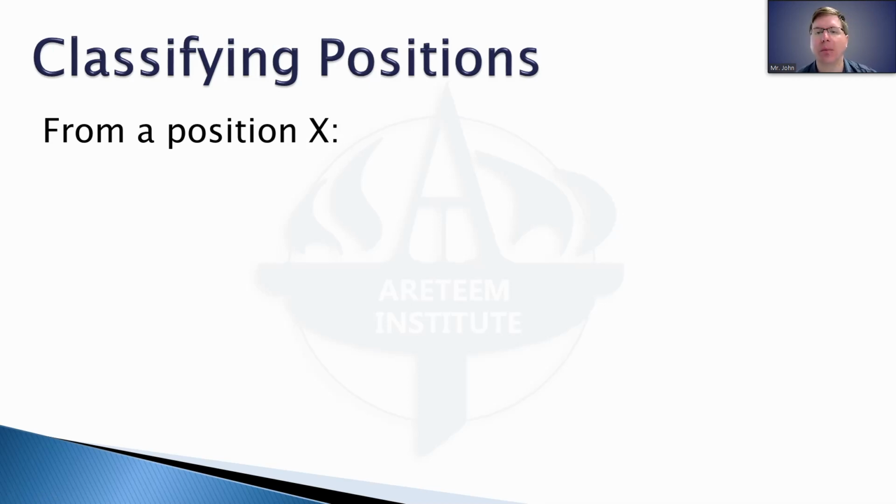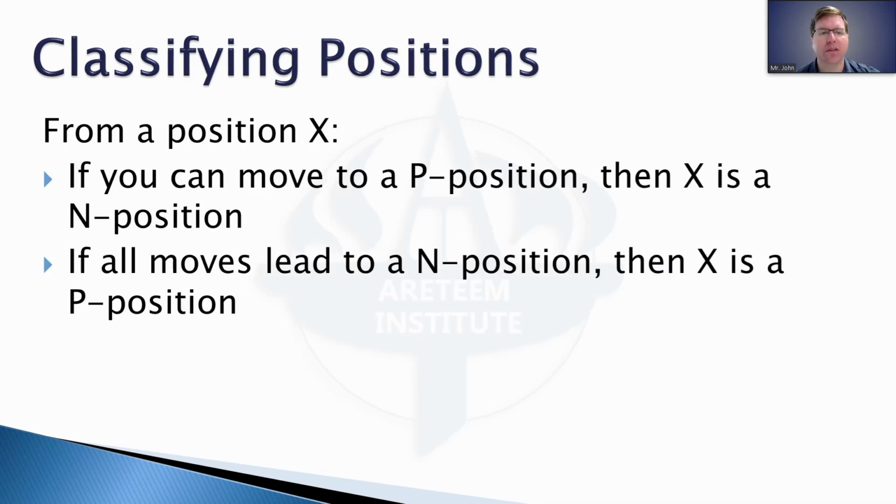So what happens from a position X? If we have a position on the board, what could we think of there? Well, keeping in mind what I just said, if you can move to a P position, it's my turn, and I want to be in a P position after my turn. So if I can move to a P position, then it's currently, before I move, an N position. You want to be moving there. If it's my turn, I want to move to a P position, so it's good if I can do so. So then it's an N position. The next player to move has a winning strategy by moving to that P position.